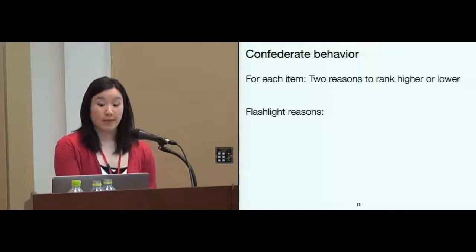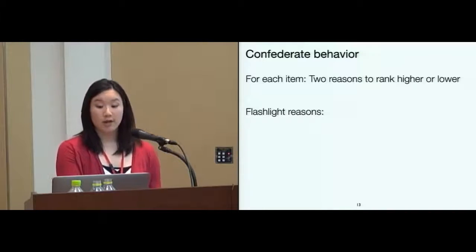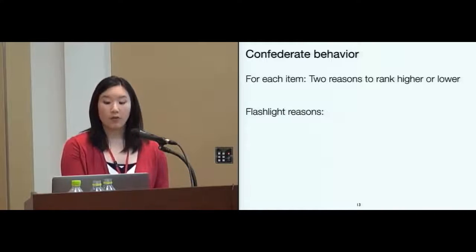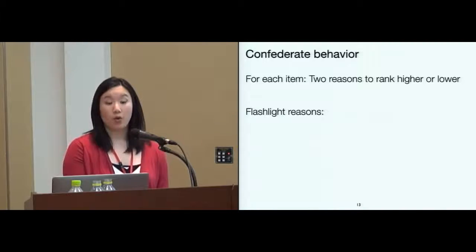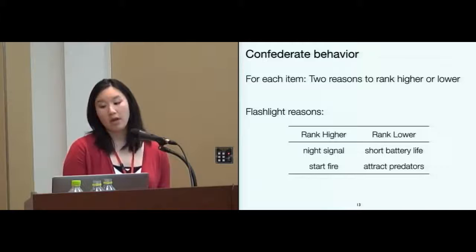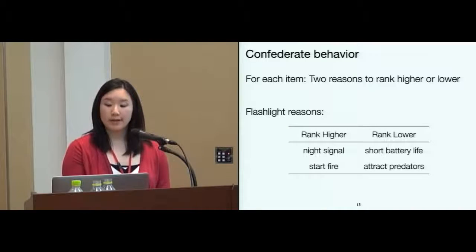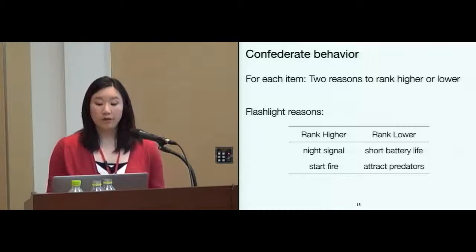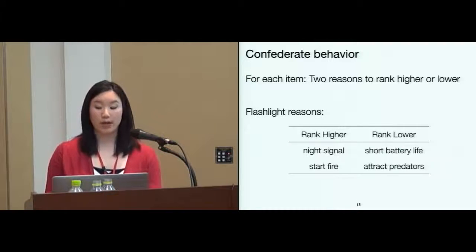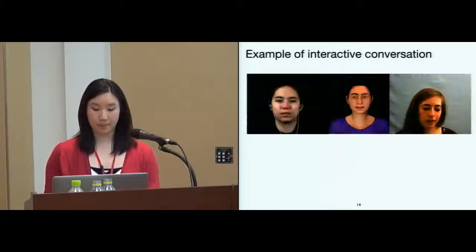The Confederate was semi-scripted. For each item, the Confederate gave exactly 2 reasons for why the item should be ranked higher or lower. So for example, if the Confederate was arguing to rank the flashlight higher, she told participants that the flashlight was the only reliable nighttime signaling device and that you could use pieces of the flashlight, like the lens and reflector, to start a fire. Each reason was only stated once. After the conversation, participants re-ranked their items.